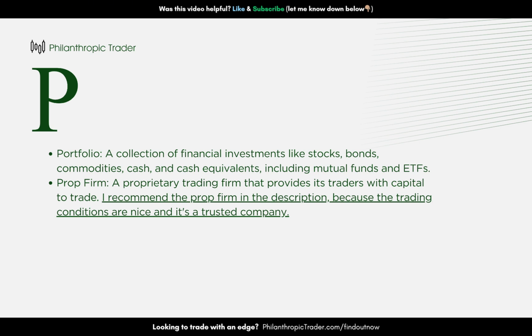You can also think of a portfolio of, let's say, that you are an automated trader and you have a portfolio of, let's say, 10 symbols, forex pairs, and in that way you spread your risk. You have multiple trading strategies that trade different symbols or pairs. Prop firm, a proprietary trading firm that provides its traders with capital to trade.